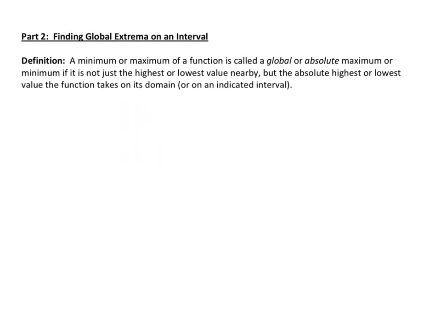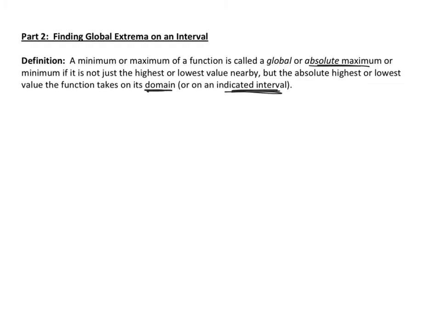So part 2 of this lesson is effectively about the idea of a global or an absolute maximum or minimum. And so the idea here is that we've already learned about relative maxima and minima. Relative maxima and minima are the lowest and the highest values nearby, or like in a neighborhood of a point. But the absolute highest or lowest value that a function takes are called the global or the absolute maximum or minimum. By the way, this idea of an absolute maximum or an absolute minimum can either be on the entire domain or it can be on just an interval.